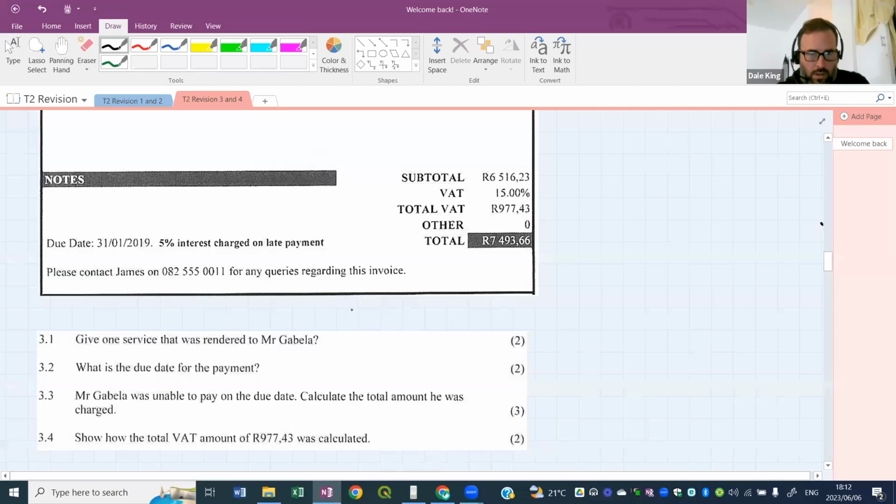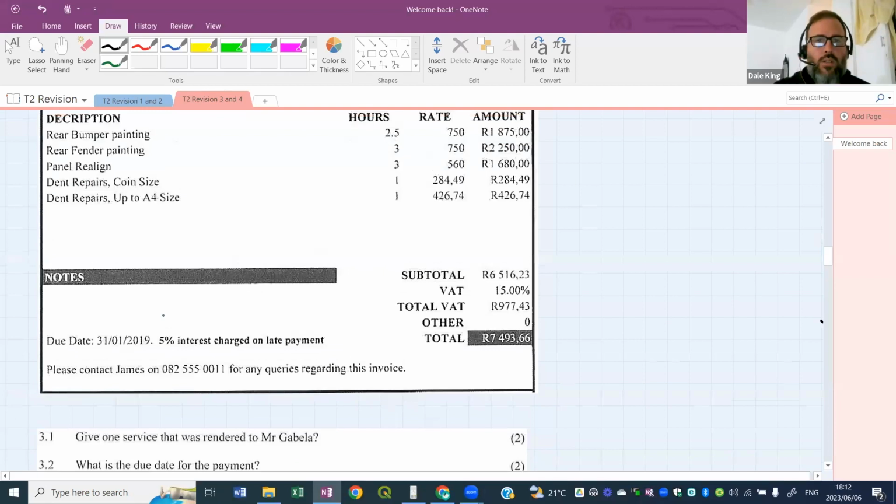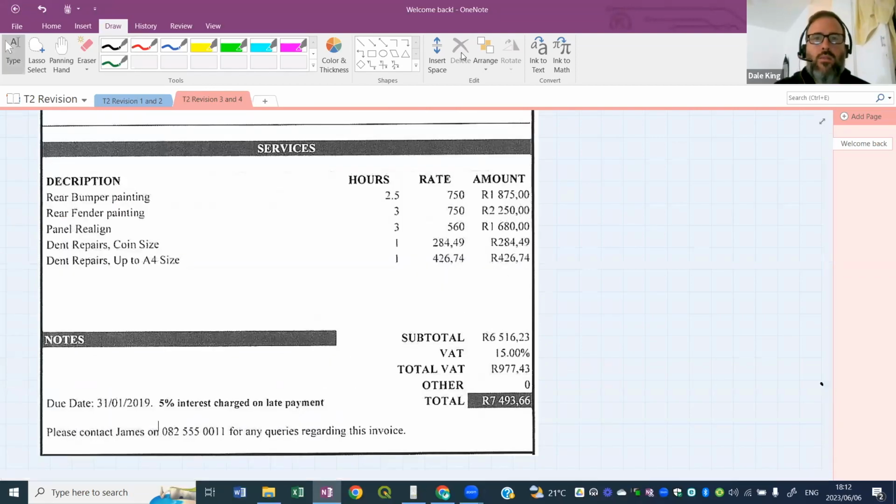Shout, guys, if you can't see properly, I hope the text is big enough. There's 3.1. Give one service that was rendered to Mr. Gabela. Does total include VAT or not? Good question.